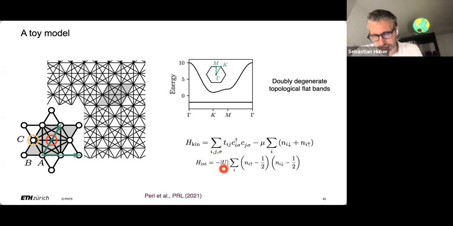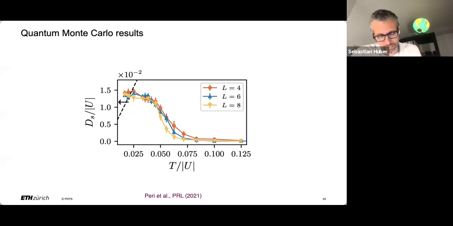Now the nice thing about the attractive Hubbard model is that you can do quantum Monte Carlo, and I just flash you the results. What you see here is temperature, and this is the superfluid stiffness, calculated for different system sizes. This has quite a lot of orbitals, so L equals 8 is already a substantial simulation.